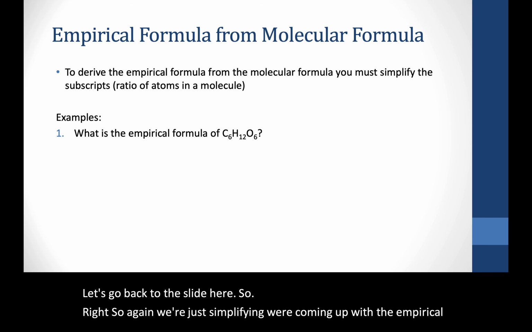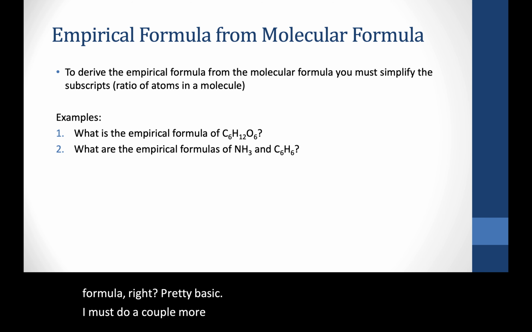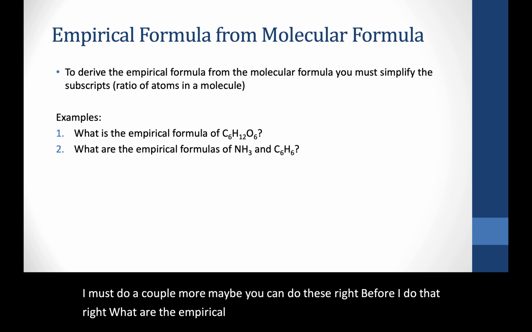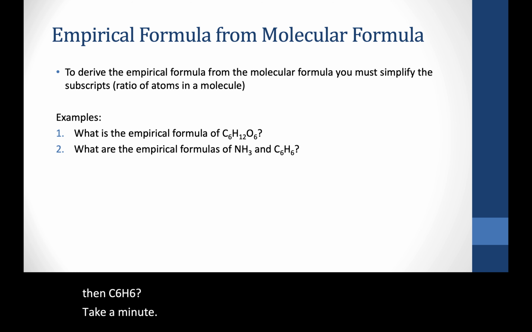Pretty basic. Let's do a couple more. Maybe you can do these right before I do them. So what are the empirical formulas of 2 more examples, NH3 and then C6H6? Take a minute. So hopefully you noticed NH3, already simplified. That is the empirical formula.